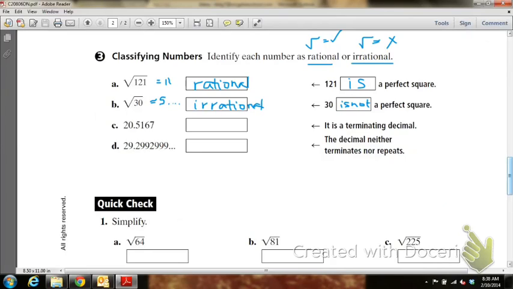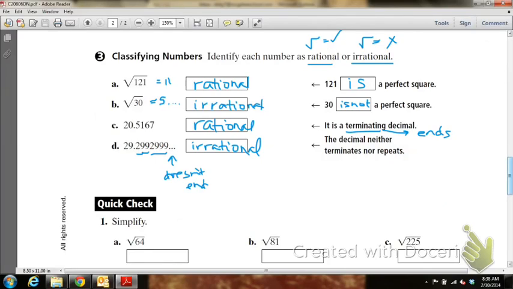Next, 0.5167 is a terminating decimal. And if it terminates, meaning it ends, see how this one has dot, dot, dot? That means it doesn't end. If it terminates, you can actually write it as a fraction. So we're going to call that rational. And this one, 0.2999, it's a different pattern. It's not the same pattern, and it doesn't end. So this is going to be irrational.